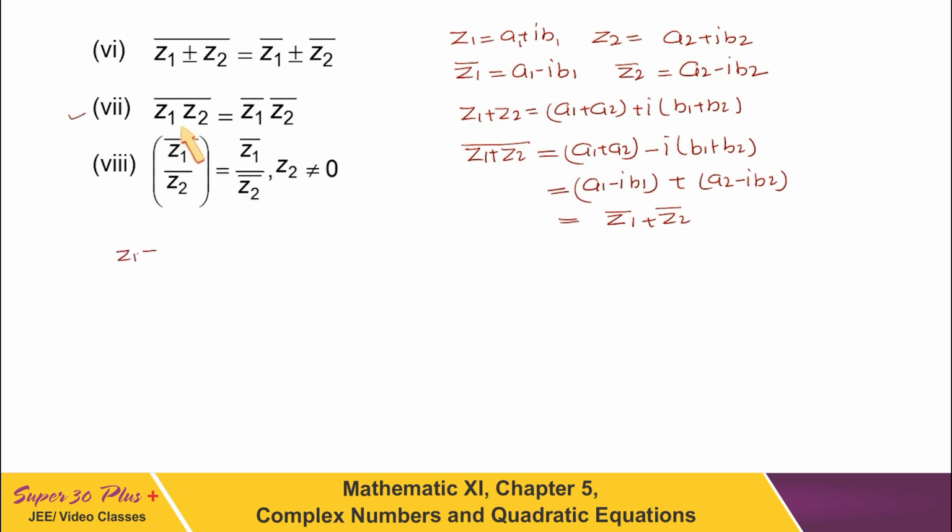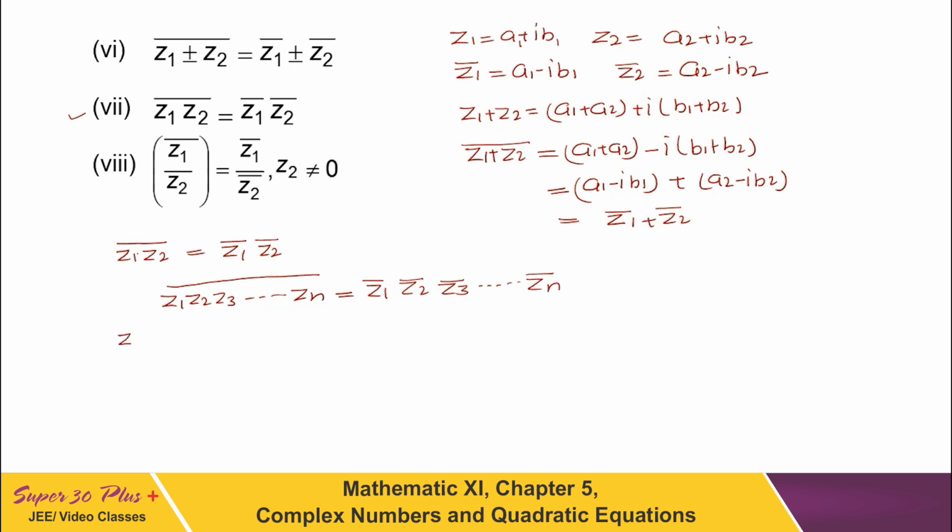Conjugate of Z1 into Z2 is equal to Z1 conjugate into Z2 conjugate, and you can generalize it also. You can write, if Z1, Z2, Z3 and so on up to Zn, whole conjugate, it is equal to Z1 conjugate, Z2 conjugate, Z3 conjugate, up to Zn conjugate. Now we are going to prove it.